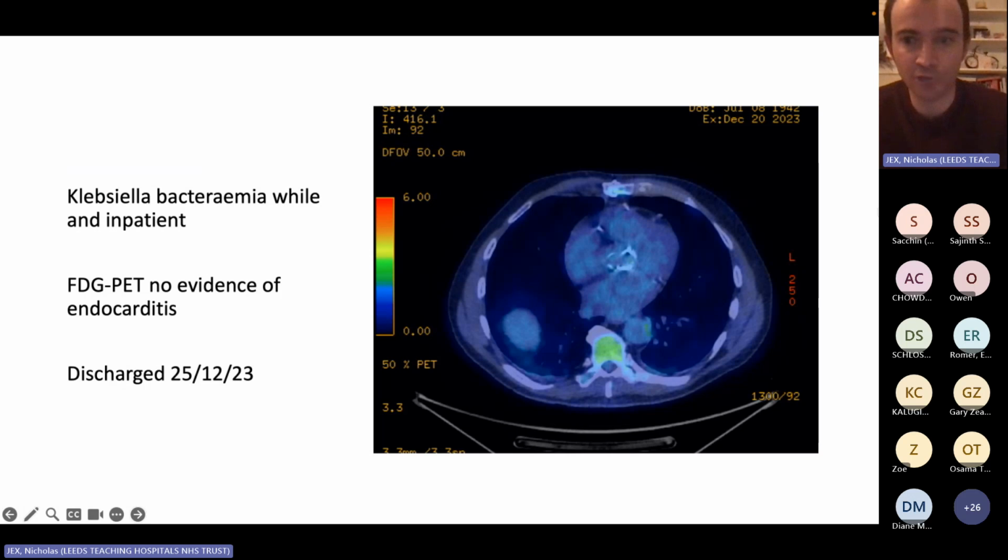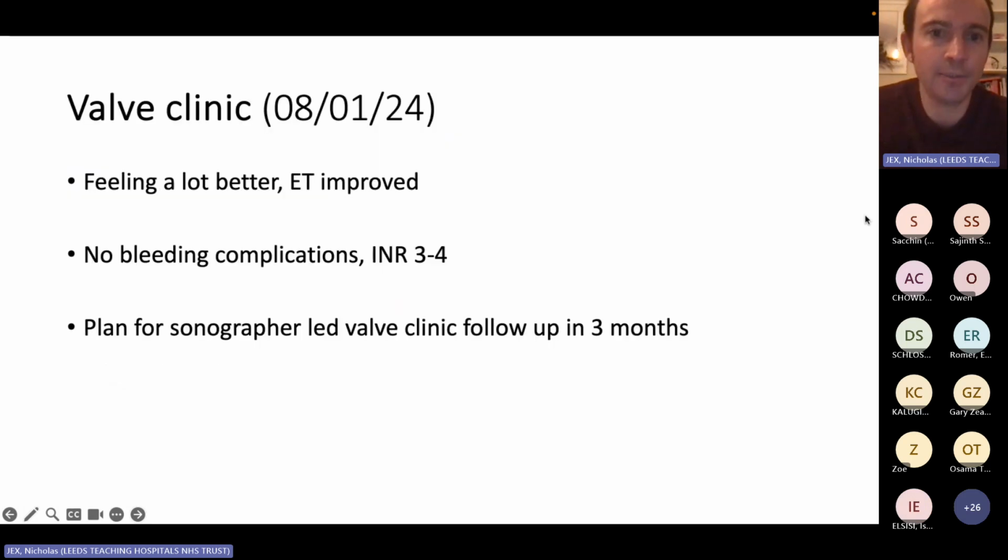The patient was then discharged on Christmas Day last year and was seen in valve clinic not so long ago, and actually doing a lot better. Exercise tolerance has improved. He's established on the warfarin, INRs between 3 and 4 without any bleeding complications. So the plan is for further follow-up in the sonographer-led clinic in around 3 months' time.